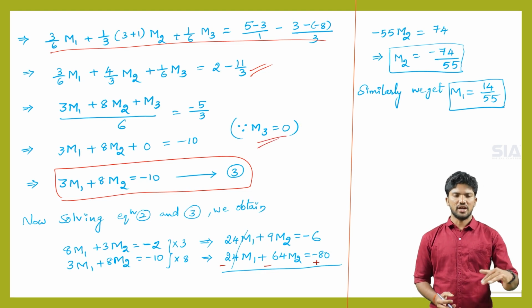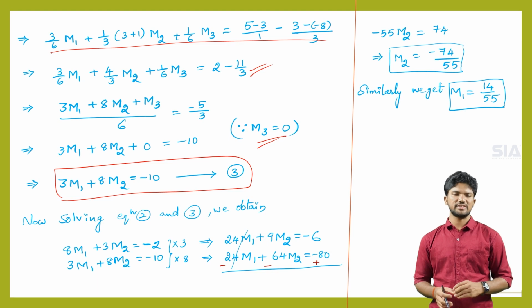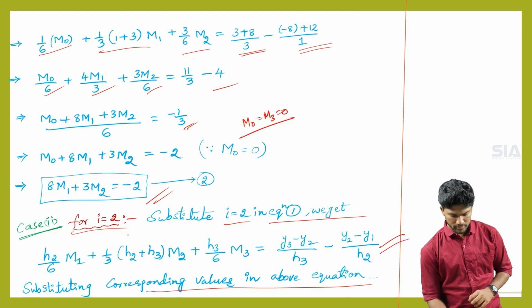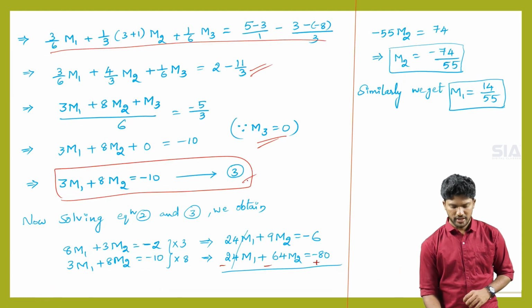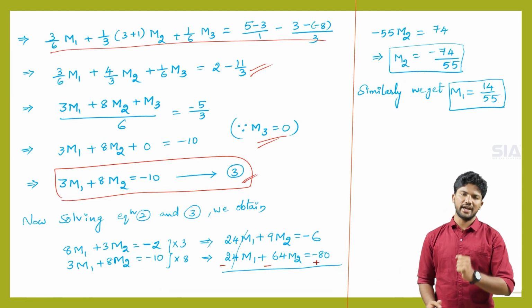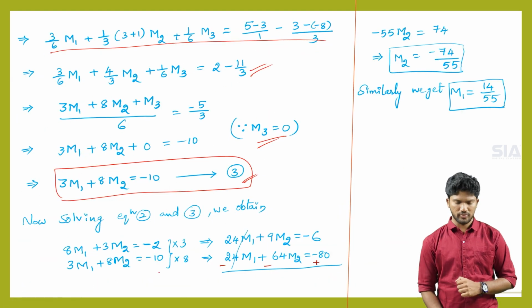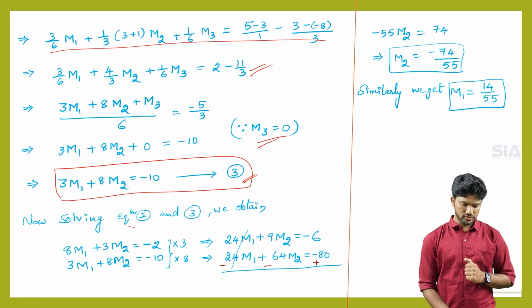Now solving equation number 2 and equation number 3, we obtain... So you have equation number 2, this one, and you have equation number 3, this one. In both equations we have m1 and m2 only. Okay, so now we have to find out the m1 and m2 values. To find them out, we have to solve them.